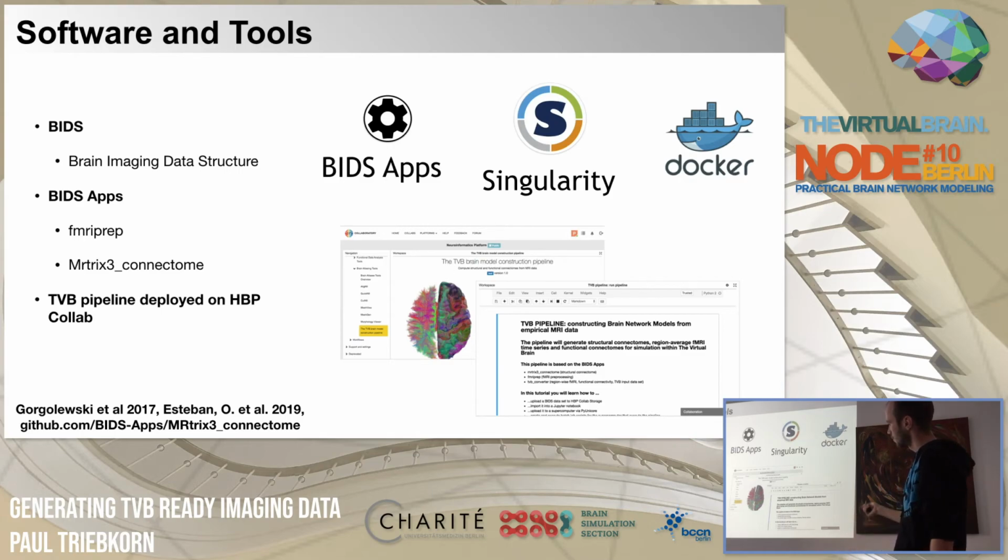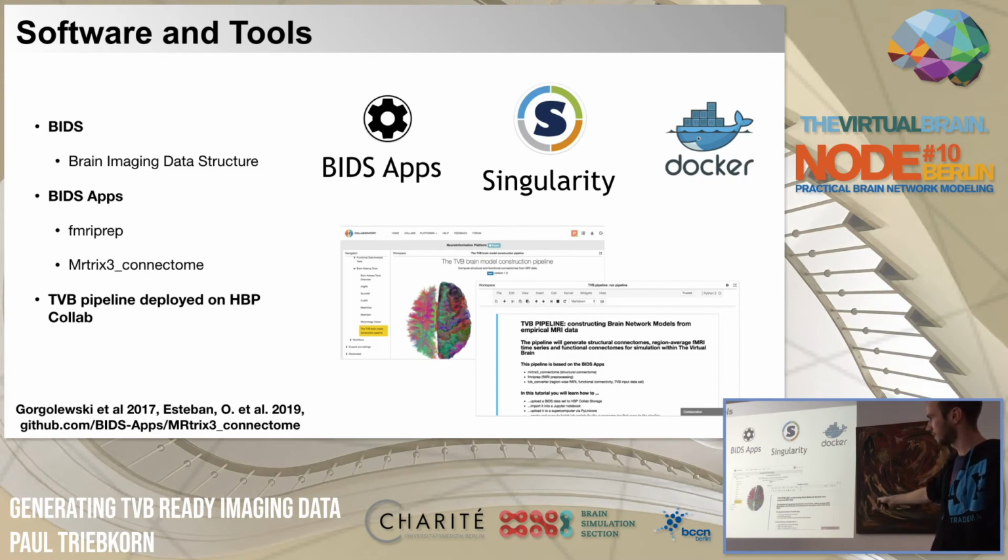Here I'm showing you just two screenshots of the HPP Collaboratory where you received an invitation to. We also constructed one pipeline recently based on these two BIDS apps: Micapipe, which does structural and functional preprocessing and gets you the structural connectome, and fMRIPrep, which does fMRI preprocessing and gives you the functional connectome. And then we wrote our own little container in the end, just to convert the output of the two into something that TVB can work with.